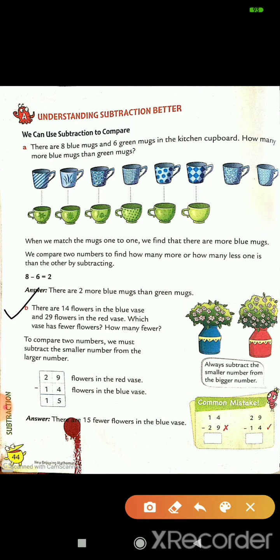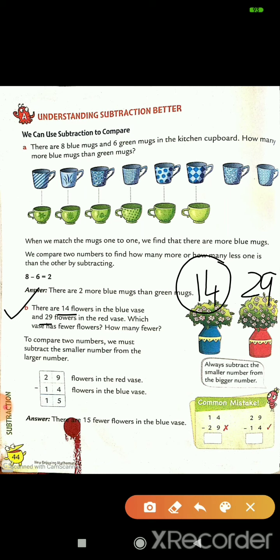B. There are 14 flowers in the blue vase. How many flowers? 14. And 29 flowers in the red vase. Which vase has fewer flowers and how many fewer?